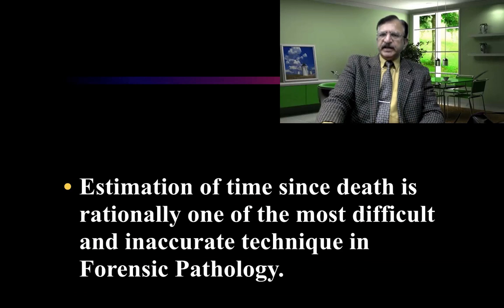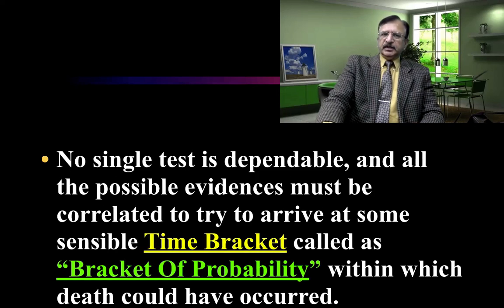Estimation of time since death is rationally one of the most difficult and probably inaccurate techniques in forensic pathology. No single test is dependable, and all the possible evidences must be correlated to try to arrive at some sensible time bracket, and that is known as the bracket of probability within which death could have occurred.